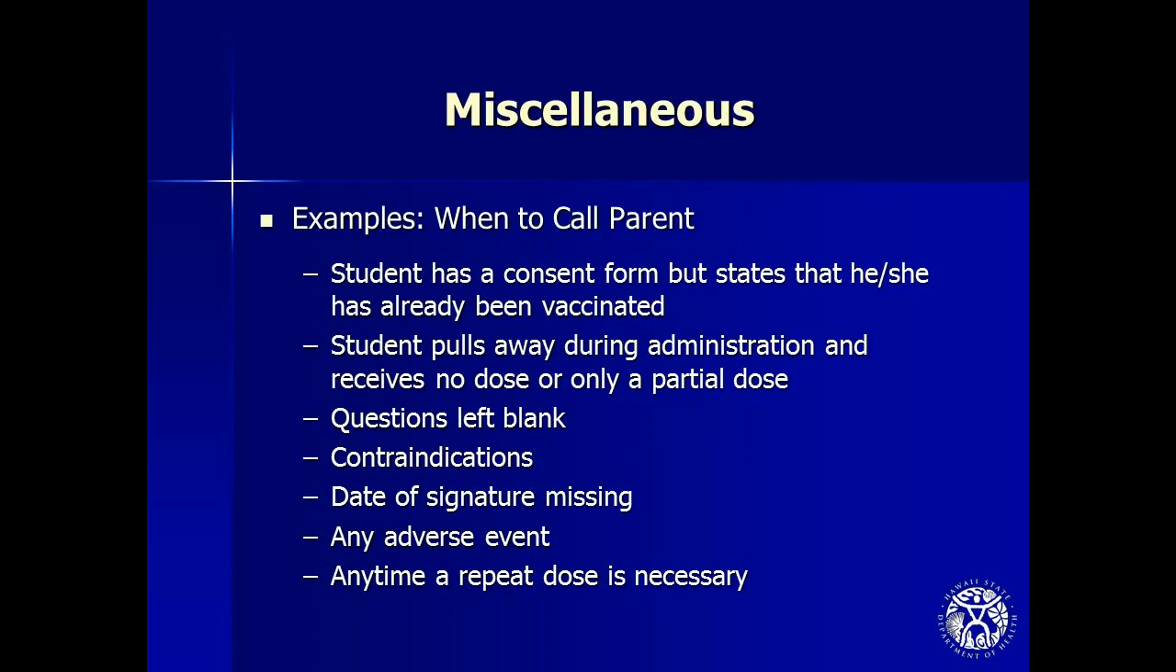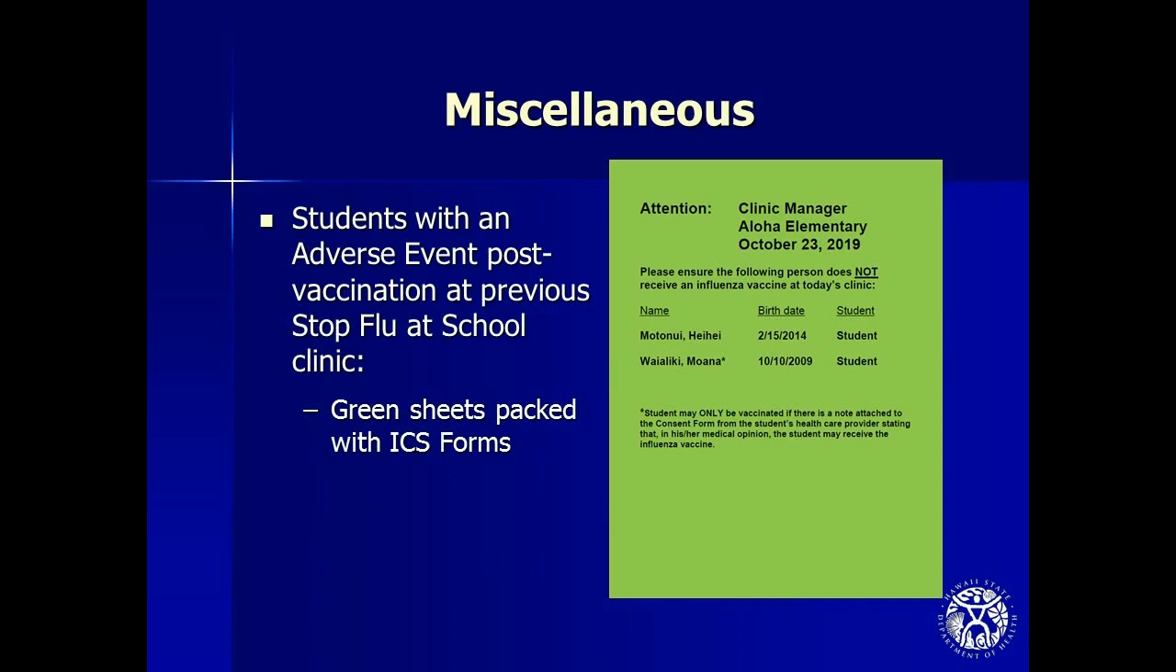The PHN or RN responsible for overseeing and managing incidents must contact parent for any adverse event, and any time a repeat dose is necessary, to request permission to revaccinate. Students with adverse events post-vaccination at a previous stop flu at school clinic will be listed on a green sheet, which will be packed with the ICS forms. The list will include the names of students who should not be vaccinated at a stop flu at school clinic and those who may only be vaccinated with a doctor's note. These students will be noted with an asterisk.